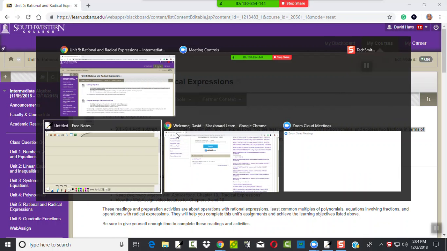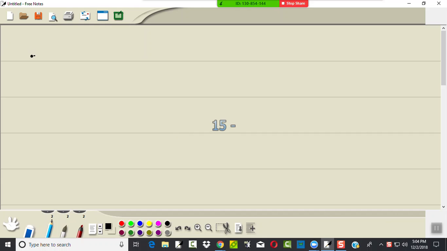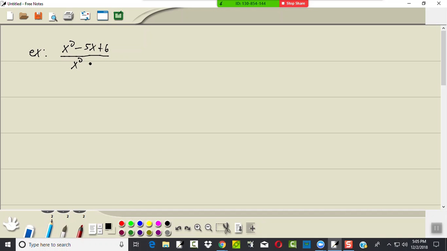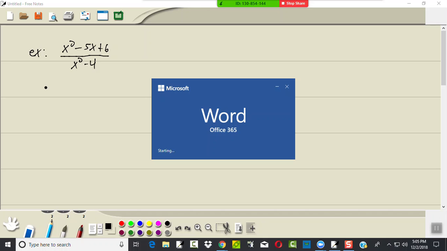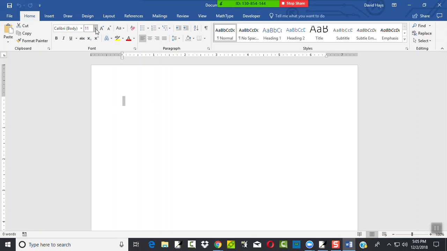First off, let's talk about simplifying rational expressions. Say we got x squared minus 5x plus 6 over x squared minus 4. Get this up and running. Simplify rational expressions.